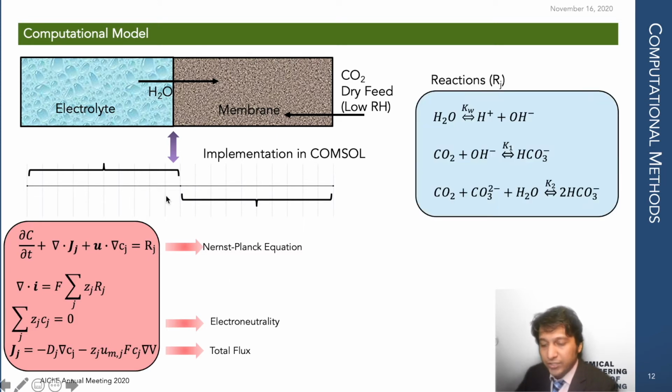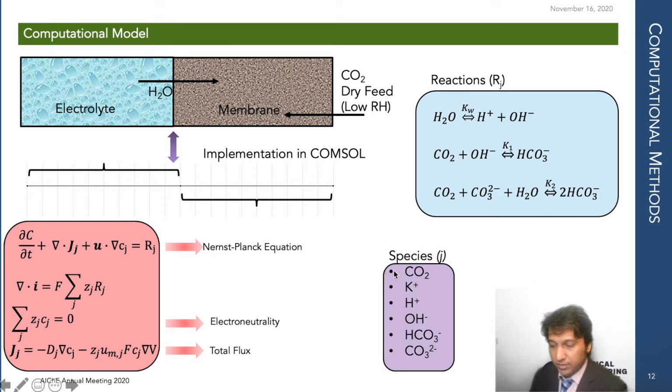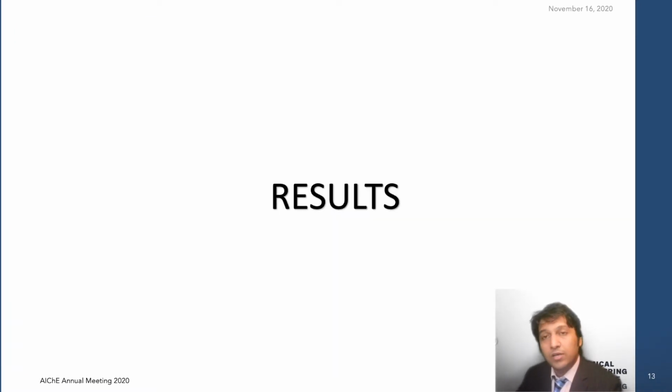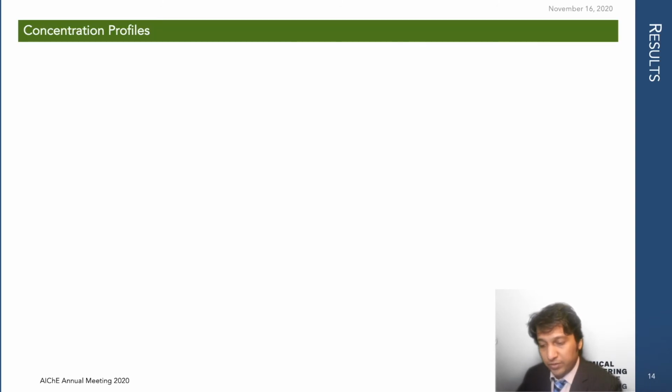So the reactions Rj over here are these reactions. That is just the water dissociation reversible reaction, CO2 with hydroxyls going to bicarbonates, and CO2 with carbonates and water going to bicarbonates. So the species considered here are CO2, K+ is just the spectator ion from the potassium bicarbonate and potassium carbonate that's used in the electrolyte. And we have H+, OH-, carbonates and bicarbonates. So now let's move on to the actual results that we obtained from this work.